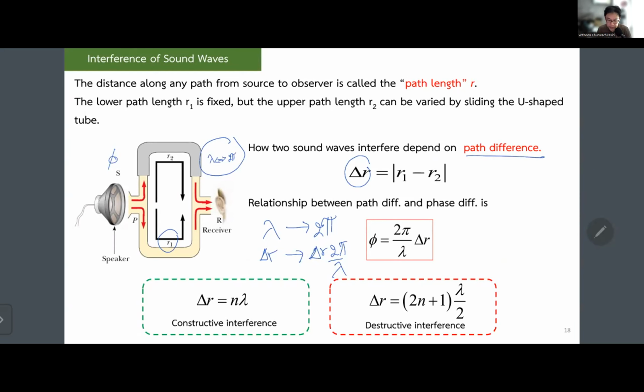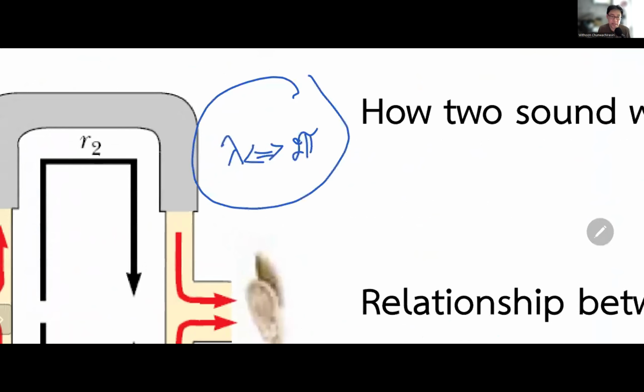The reason I say it's just a proportion is that we know that every one wavelength your phase is already moved by 2 pi. So when I say proportion, it means you just take the delta r divided by lambda. See, this is a proportion. You just want to know how many wavelengths you have traveled. That's it. And then you just multiply by 2 pi. That's what it is. Okay, so that's it.